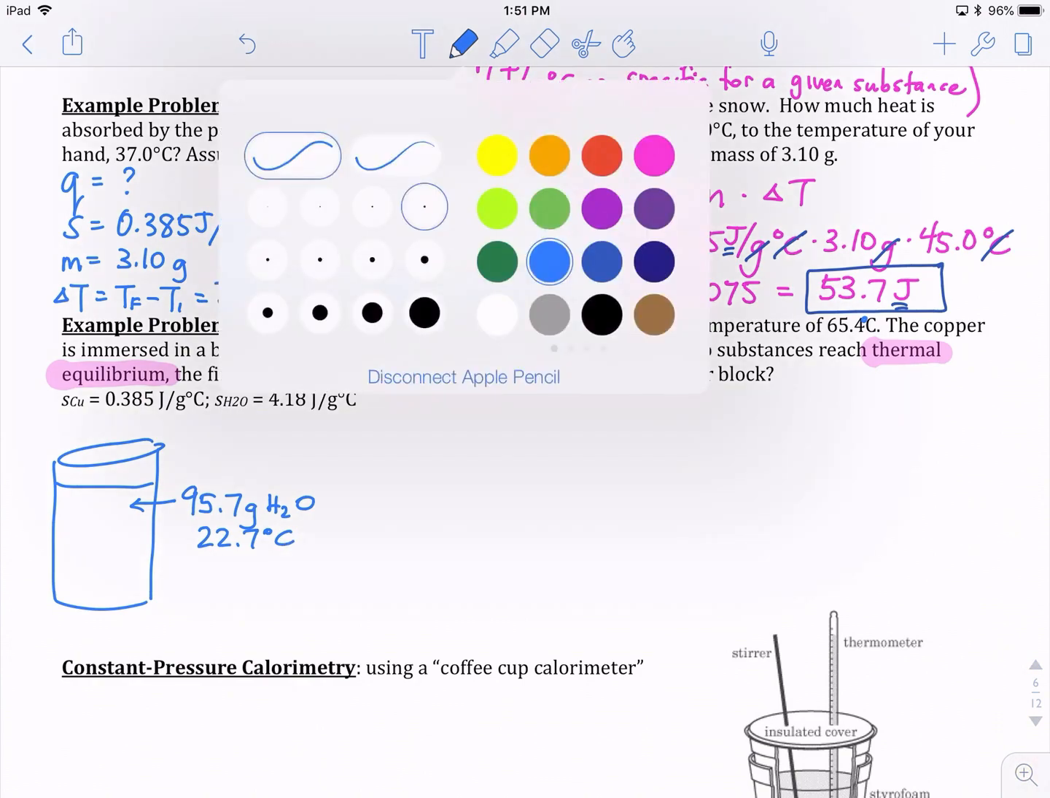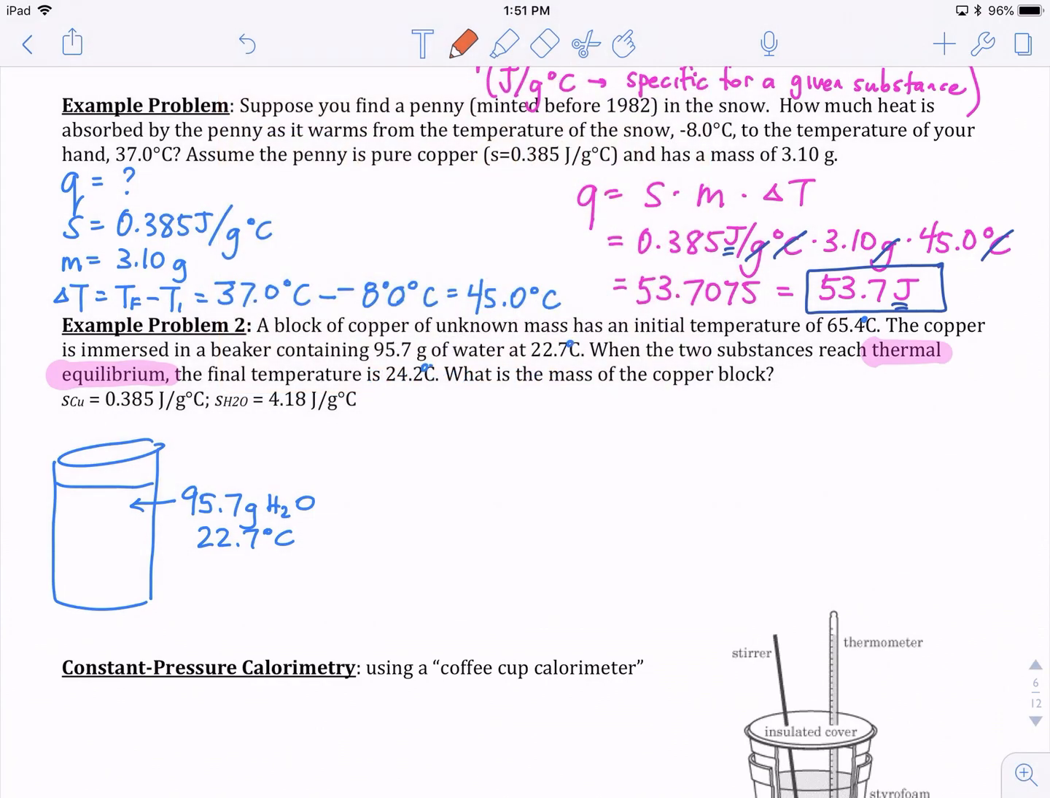We're going to take a piece of copper and drop it in there. So our block of copper weighs something we don't know. That's what we're trying to find out. Our block of copper weighs some amount of grams, and that's our unknown. That's what we're trying to figure out. And our copper is at a temperature of 65.4 degrees Celsius.